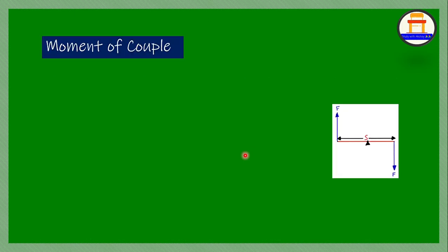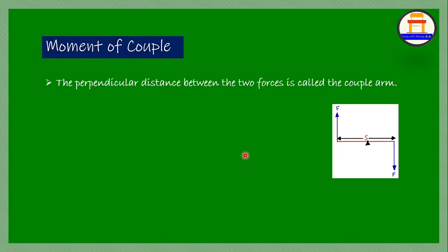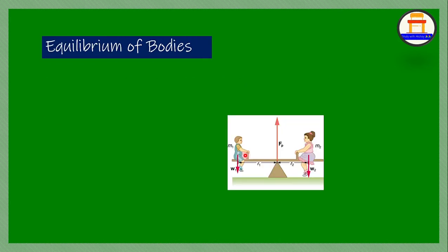Moment of couple. Moment of couple is similar to the moment of force. The perpendicular distance between two forces is called couple arm. Not the moment of couple, it is called couple arm. So moment of couple is equal to either force, into the couple arm. Force into displacement, basically. I hope you have understood all those concepts.